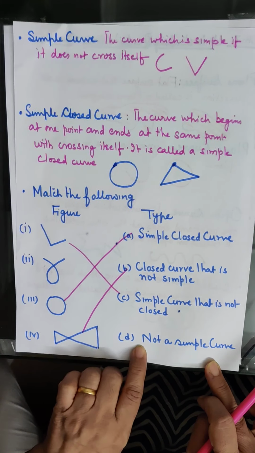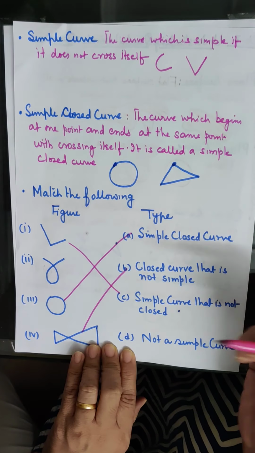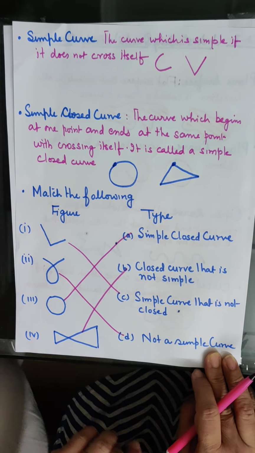Now the second will match with this. It is not a simple curve. सिंपल कर्व नहीं है, ये खुला तो है लेकिन यहाँ पे आके कहीं क्रॉस कर रहा है. So it matches with D. Okay.